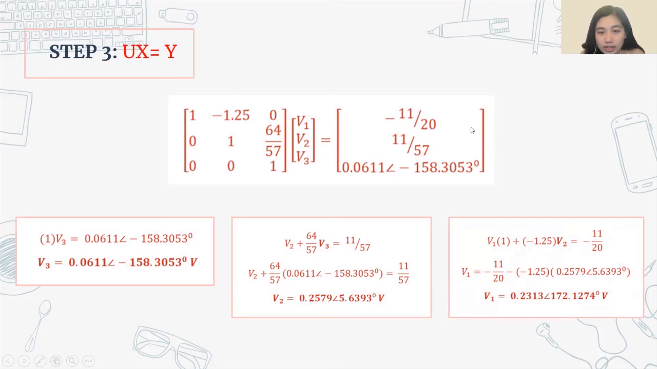And it will be equivalent doon sa nag-reflect sa kabila along the row of V1 which is negative 11 all over 20. So, solving for the equation, substitute our V2. And our V1 will now be equivalent to 0.2313 at an angle of 172.1274 degrees voltage. So, wag natin kakalimutan yung unit of voltage since we are going to be wrong with our answer.